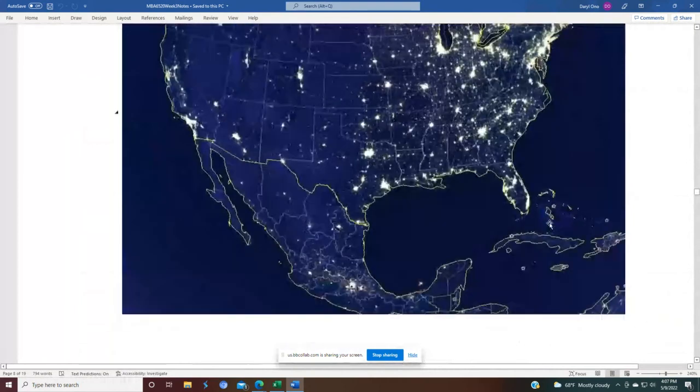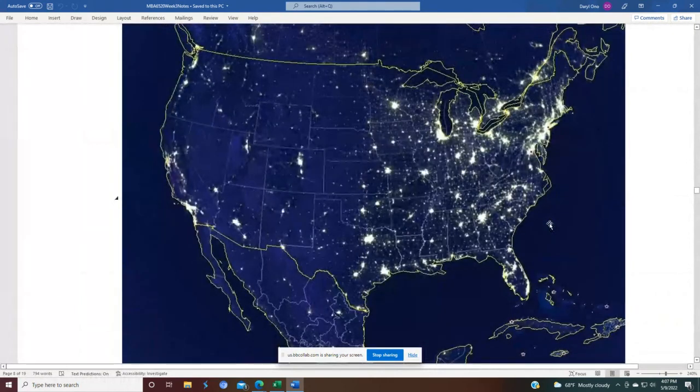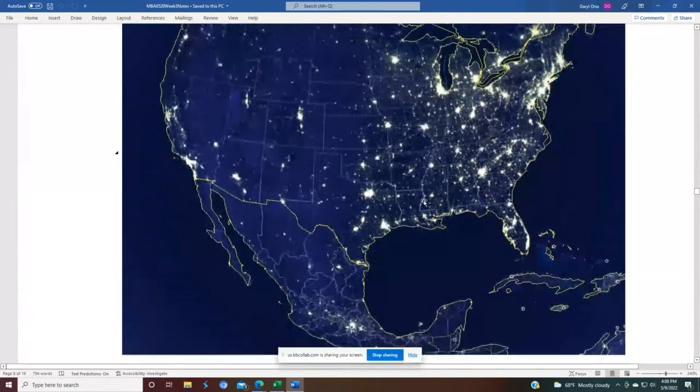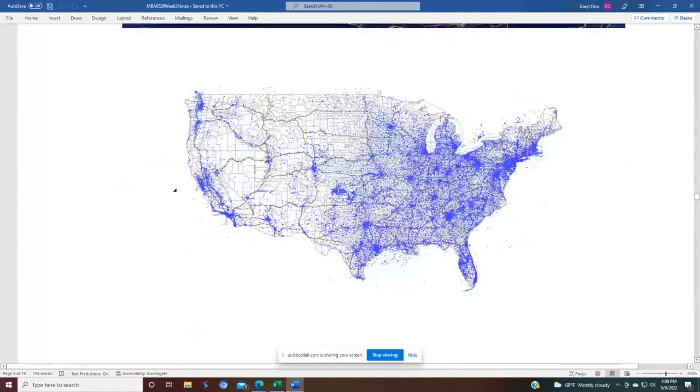Okay. Here's another dot map of the United States. What it shows, I'm not sure. I didn't get the title or label for this map, but I liked it because it's a nice map here. Another one of the United States.